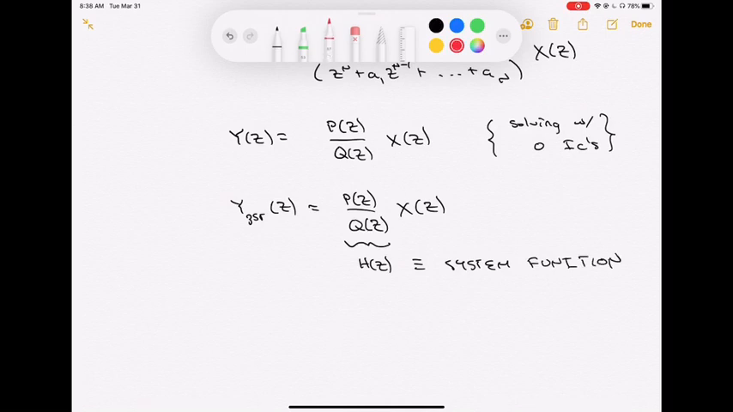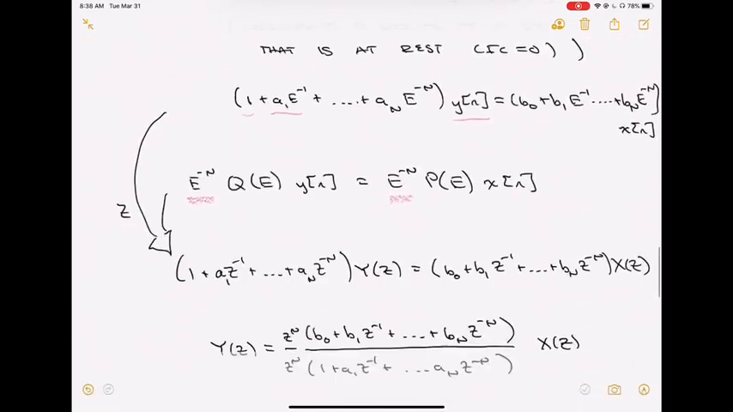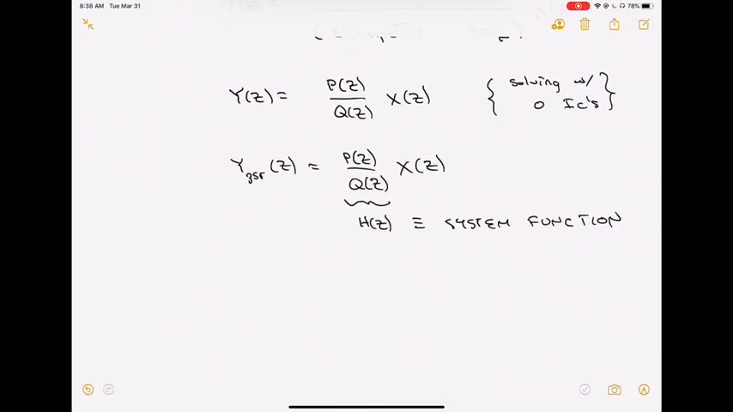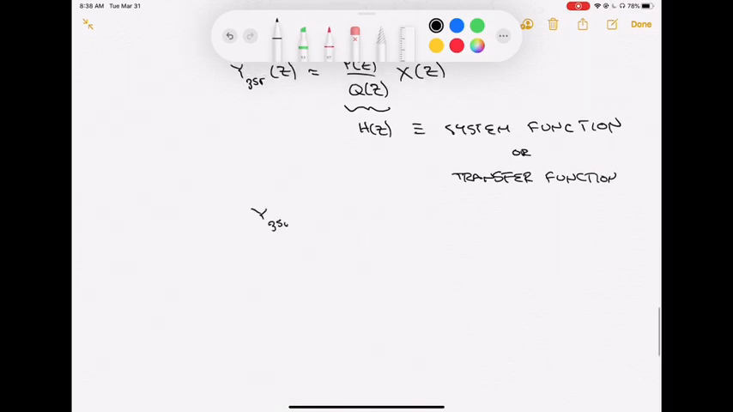We'll clean this up just a tiny bit. Let's make that a better C. The system function, or we can also call it the transfer function. That's just the terminology we use here, the transfer function. And so what we get here is the zero state response Y_zs of z is equal to H of z, the system transfer function, times the input X of z.